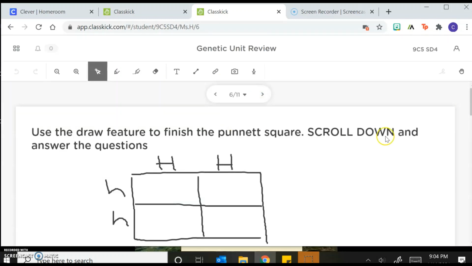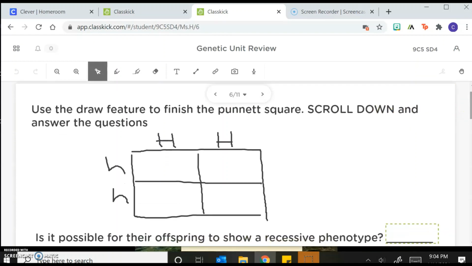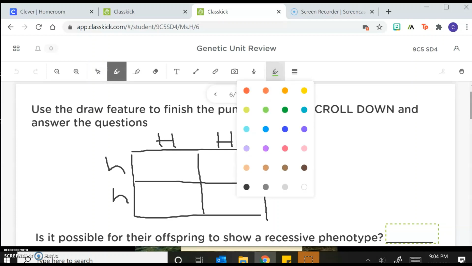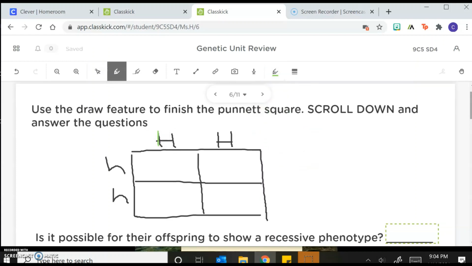Use the draw feature to finish the Punnett square. Scroll down to answer the question. I know Miss Humphreys has told us a million times the top goes down. So I'm going to highlight my top, bring that down, just like she said 1,000 times. Top goes down. And then I know my left goes right. Just for my own color, so I don't get confused, I'm going to change colors.